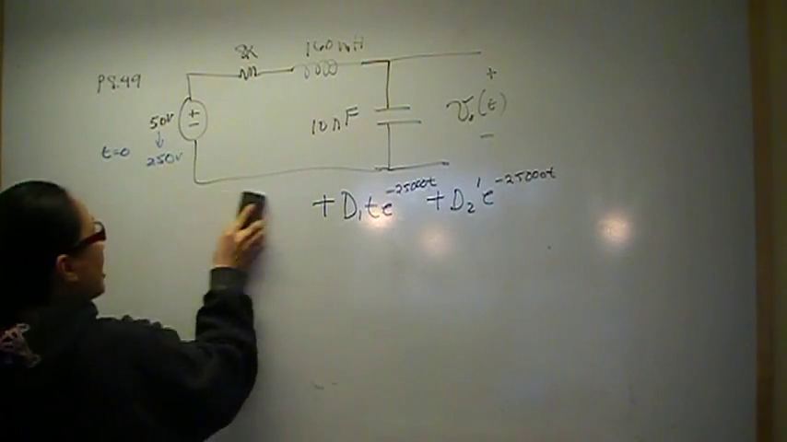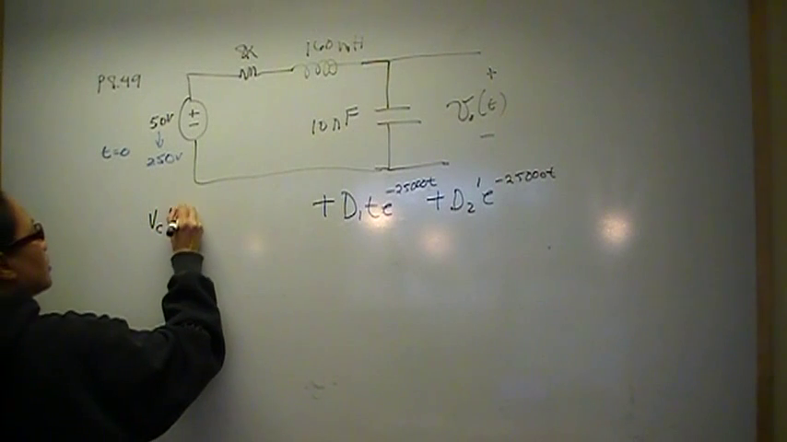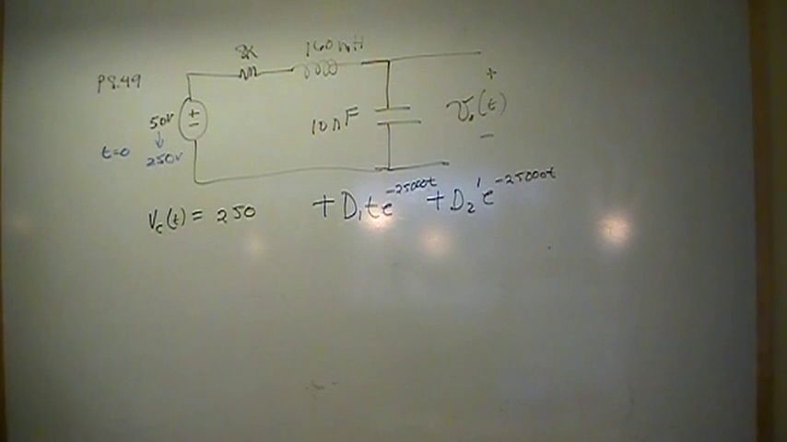So we already have a whole chunk of our equation. So Vc of t is equal to 250, that's the final voltage. Now, all that's left is finding D1 and D2.